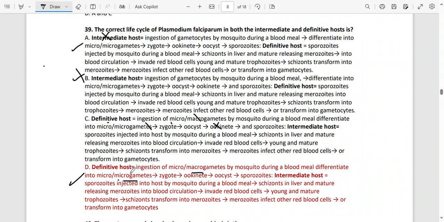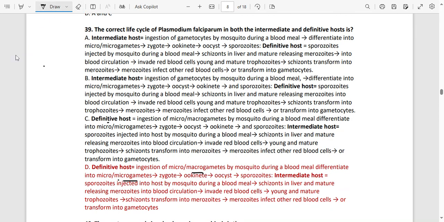Anyone that can help there? Anyone that can say something? No one. Okay, this is an error. This is supposed to be macro and micro gametocytes. They are the ones that will change into the gametes. But it's the best option that we got.